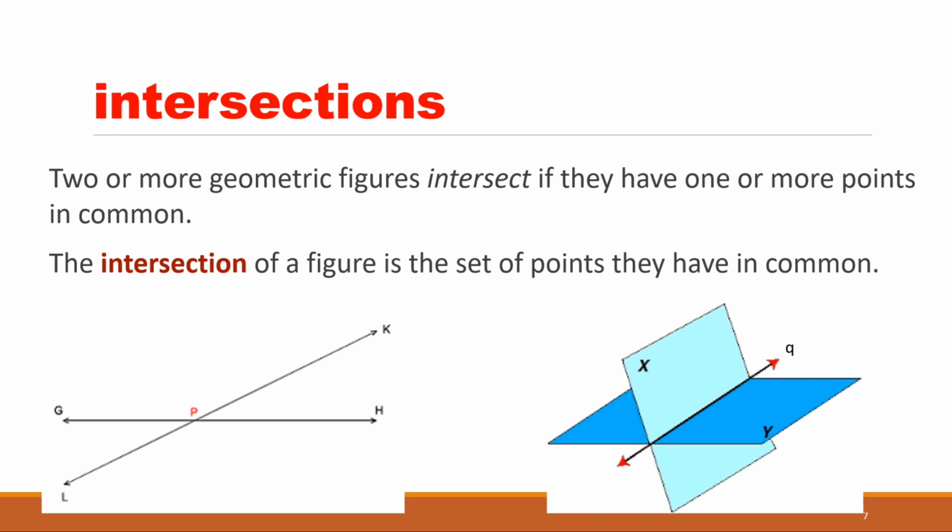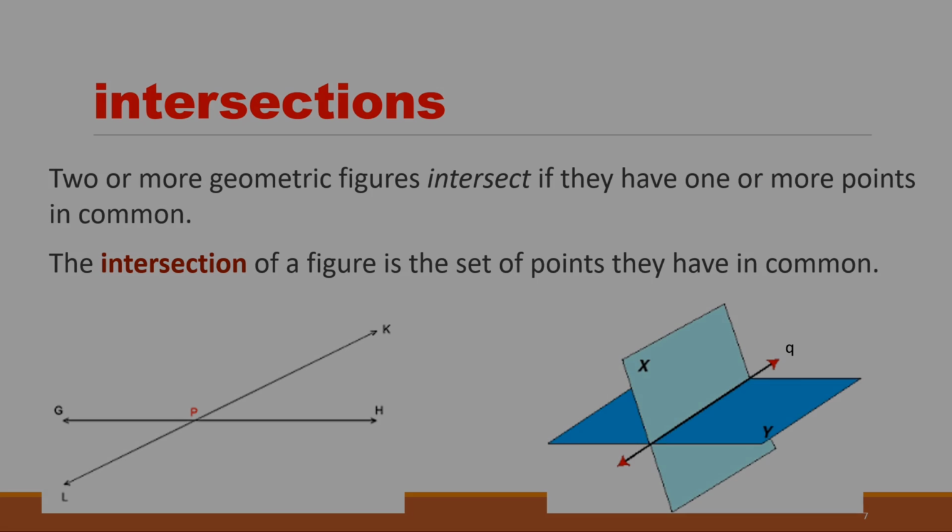Let's have intersections. Two or more geometric figures intersect if they have one or more points in common. The intersection of figures is the set of points they have in common. As you can see on the figure, we have point P, which is the common point. Line GH and line LX meet at one point, point P. So the two lines intersect at point P. That is an intersection. Another example on the other side: we have plane Y and plane X.